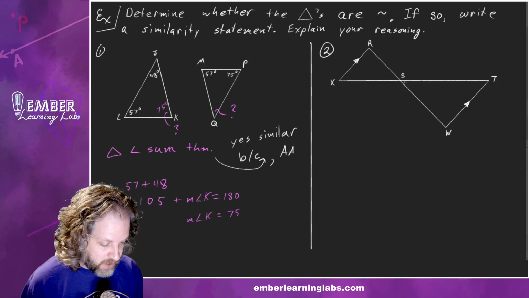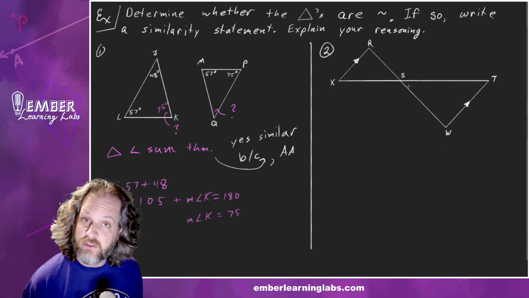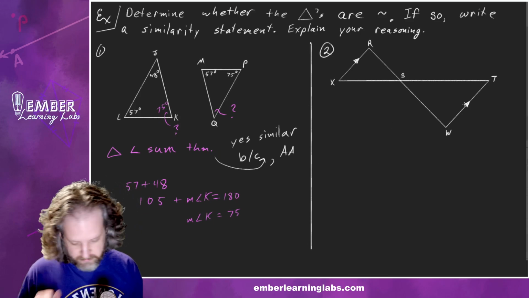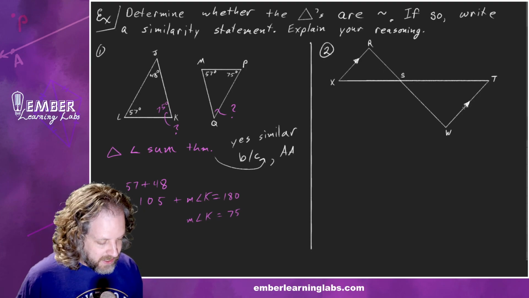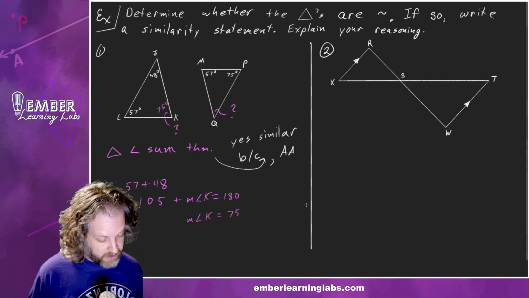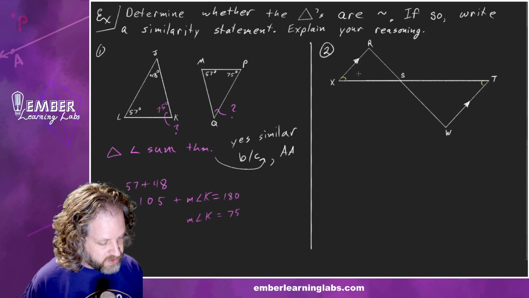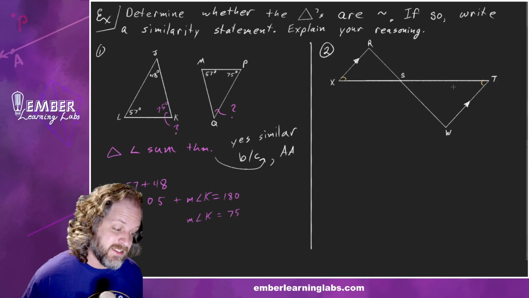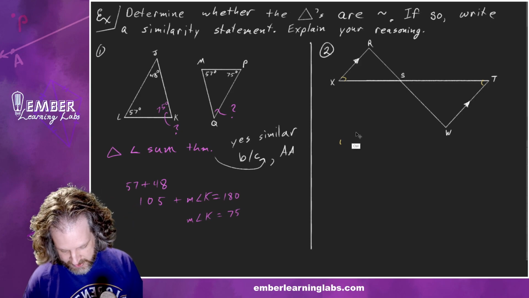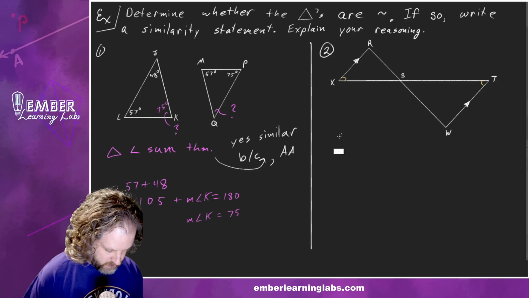Anyway, what we were saying was angle RSX is congruent to angle WST because of the vertical angles theorem. Now, we also have, excuse me, what do these little arrows mean? That means that XR and WT are parallel. So we've got all our parallel things. These two are alternate interior angles, and that means they're congruent. So instead of just saying yes, similar, we'll do this one a little more formally, a little more correctly.